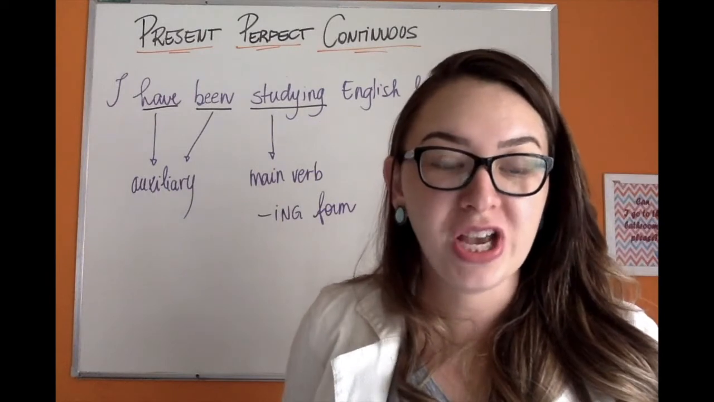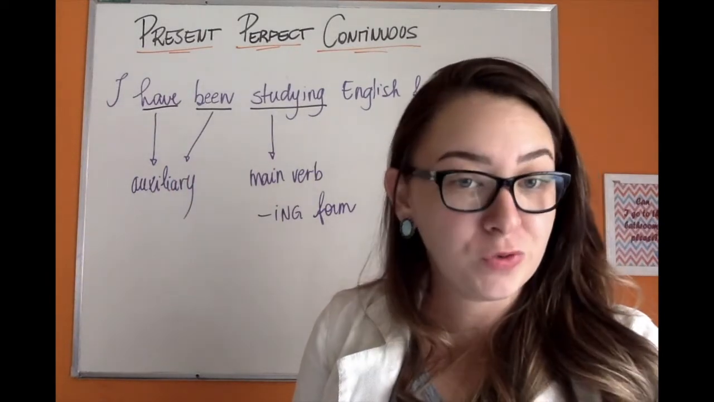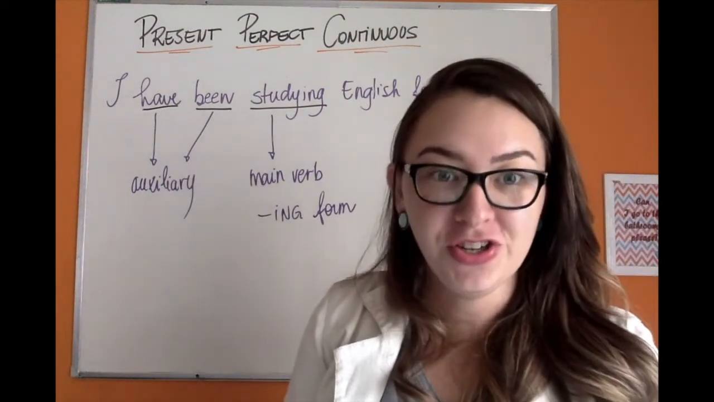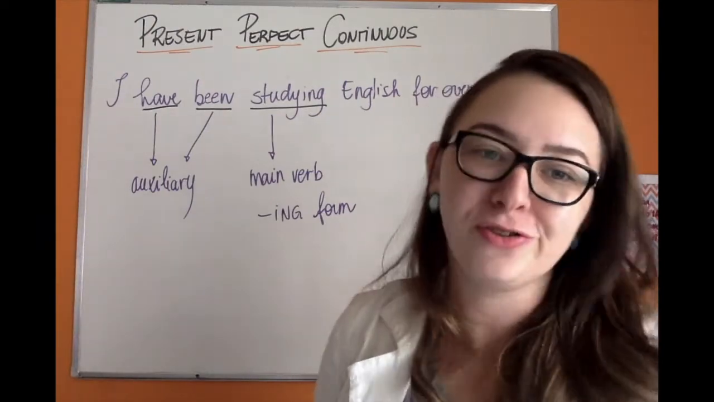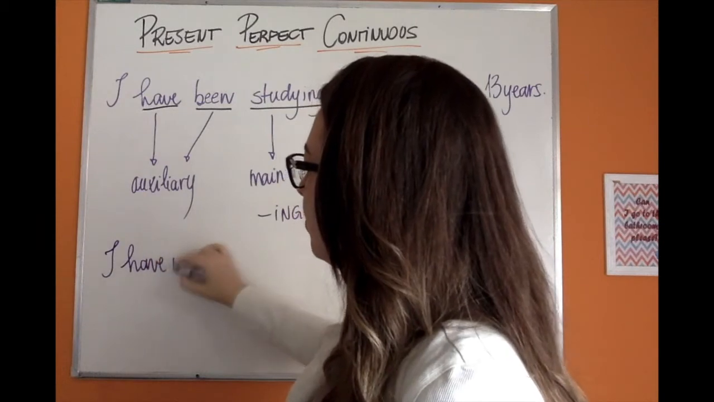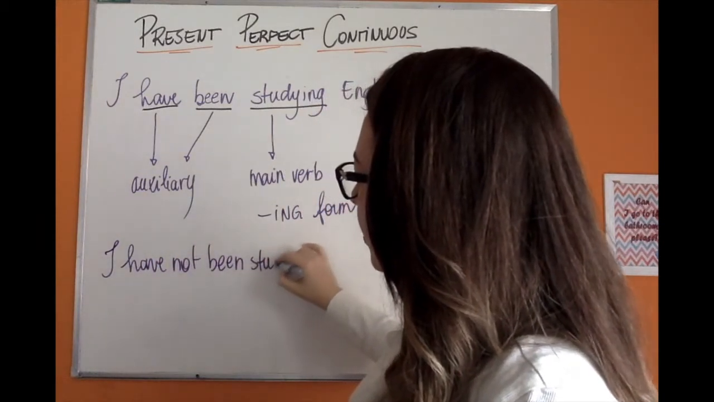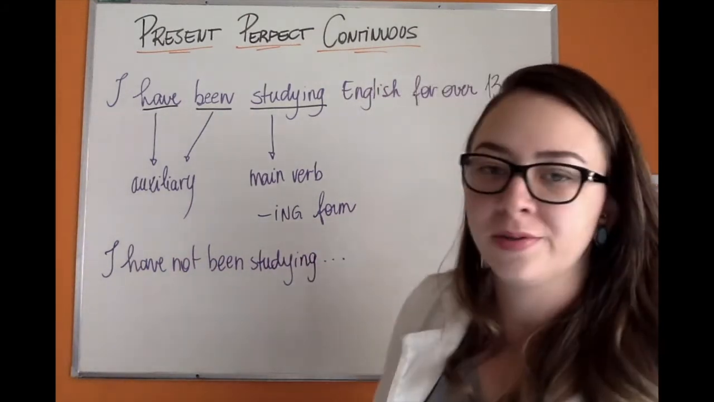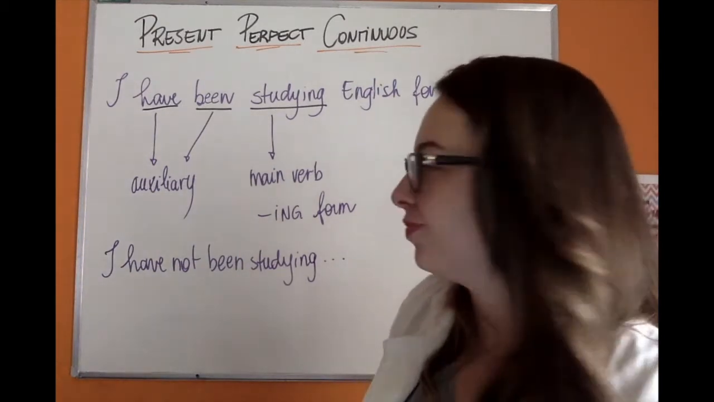What if I want to change this sentence into negative? What do I have to do? I take the first auxiliary verb and I attach not to it. So I have not been studying English for over 13 years, or I haven't.